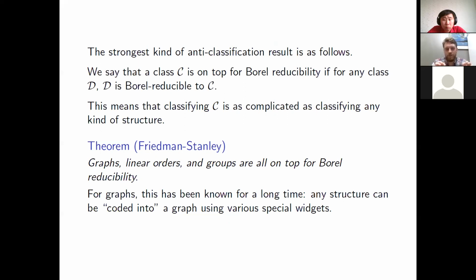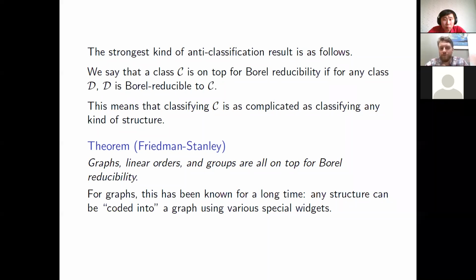So you end up saying the elements of the structure turn into vertices of the graph, and then you put these special widgets to show the relations between everything. Sorry, it's got some details, but it's not a complicated construction, right? And what this means is that you can't come up with a good classification of graphs. There's no good understanding of when two graphs are isomorphic, because if you did, then you could understand whenever anything's isomorphic. So you can't do it, because if you could do it, then you could do everything, right?